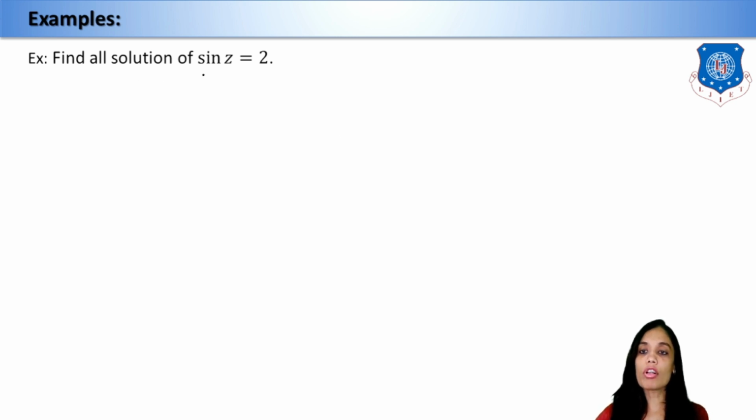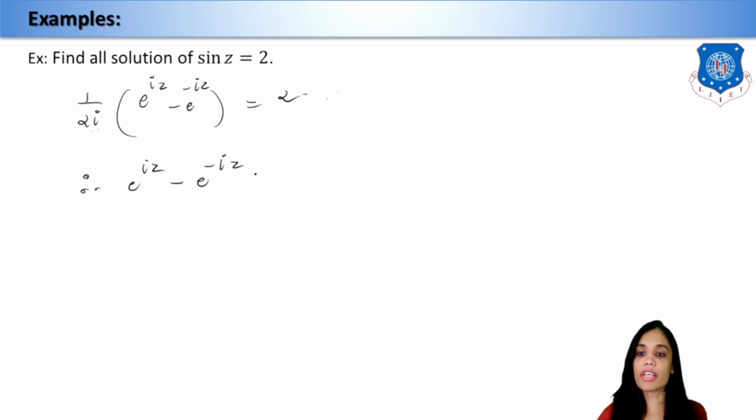So we have to find all solutions of sin z equals 2. Okay. So now we know the formula of the circular function sin z. So let us use that formula, that is 1 upon 2i times (e raised to iz minus e raised to minus iz) equals 2. Now let us take 2i on this side. Therefore, e raised to iz minus e raised to minus iz is equal to 4i. Now take out e raised to minus iz common. So we will get e raised to 2iz minus 1 is equal to 4i.